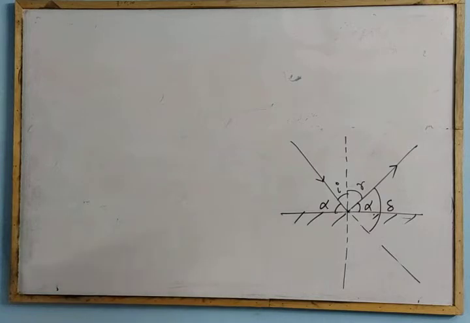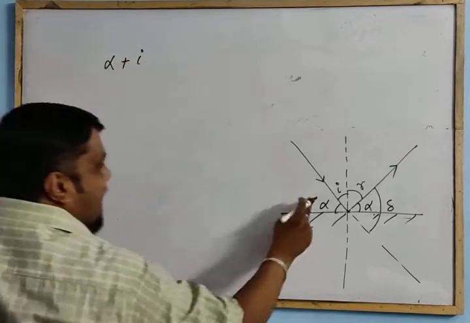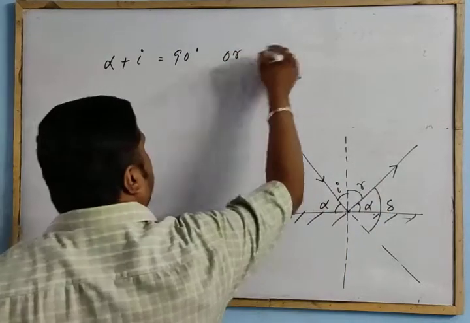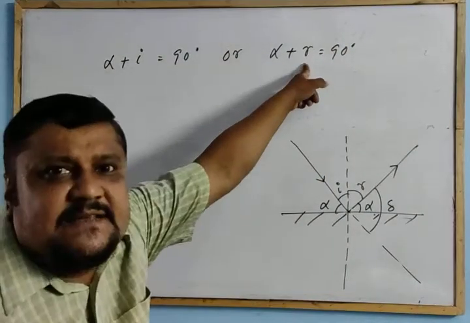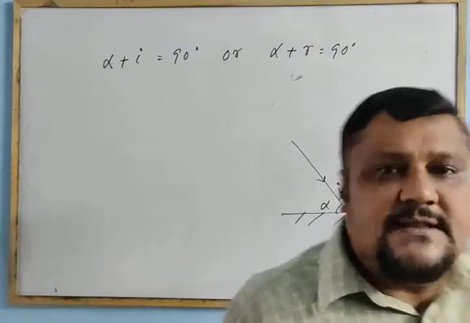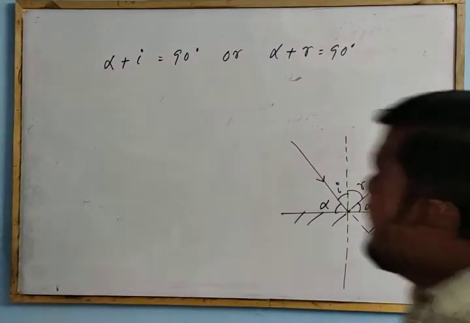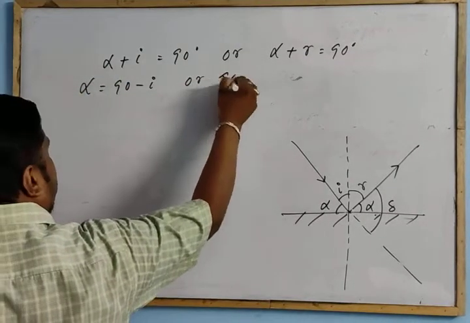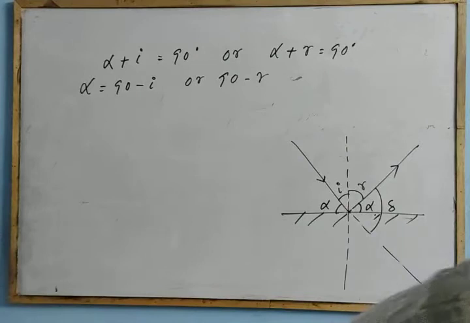Now from these figures you can say alpha plus I is equal to 90 degrees, or alpha plus R is also 90 degrees, because I is equal to R. I am writing this in terms of angles, though the angle symbol is not there. So the glancing angle alpha is always 90 minus I or 90 minus R. Always the glancing angle is 90 minus the angle of incidence.